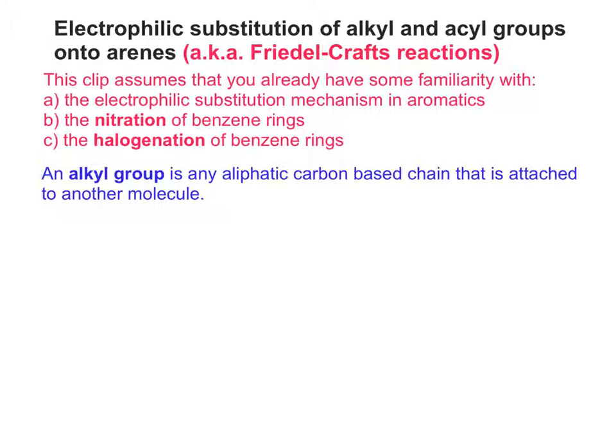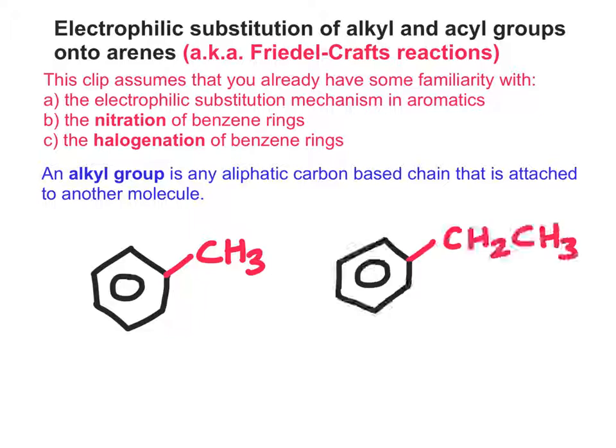So in the context of this clip, an alkyl group is any aliphatic carbon-based chain that is attached to another molecule. An example might be this CH3 group attached to a benzene ring, or perhaps an ethyl group like this second one. So they'd be named as methylbenzene or ethylbenzene respectively.